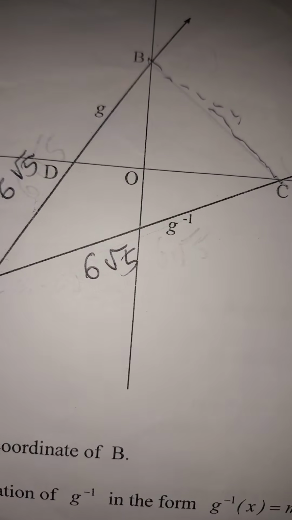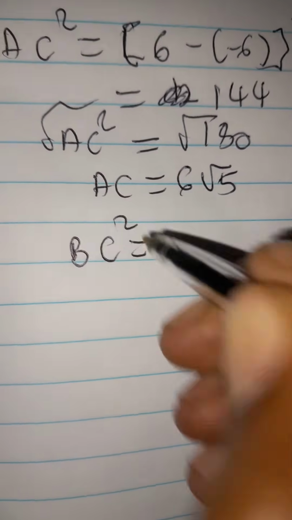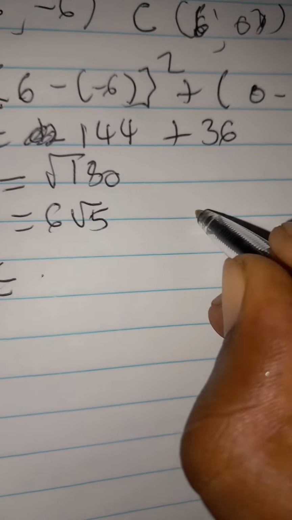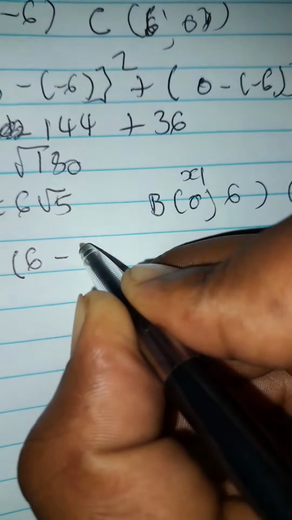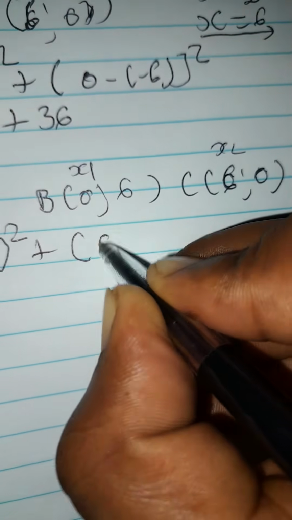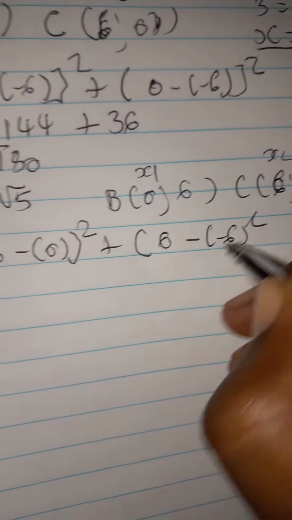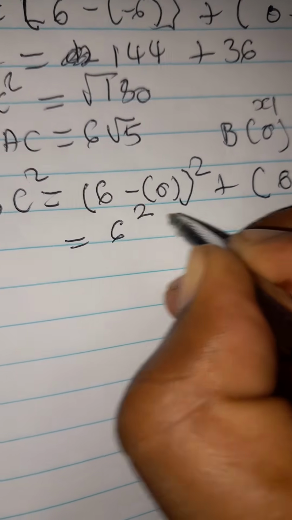But we also need to calculate the length of BC, right? So we are going to say BC squared. Remember that B was given as 0 and 6, and that C was given as 6 and 0. So this is x1 and this is x2. So x2 is going to be 6 subtracted by 0, squared, plus y2, which is 0 subtracted by 6. So what are we getting? 0 minus 6, it's going to be 6 squared.